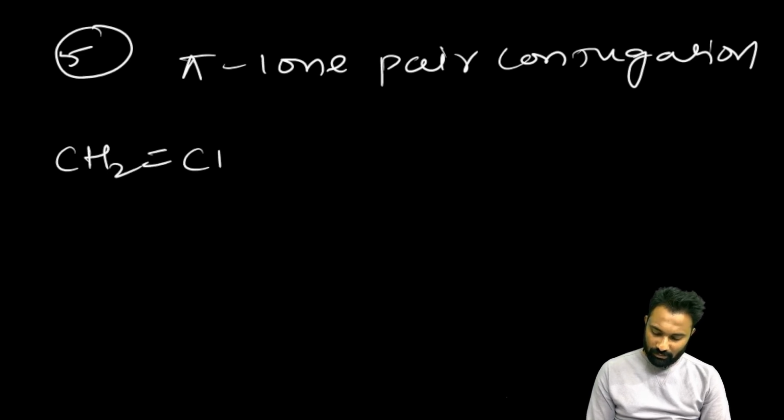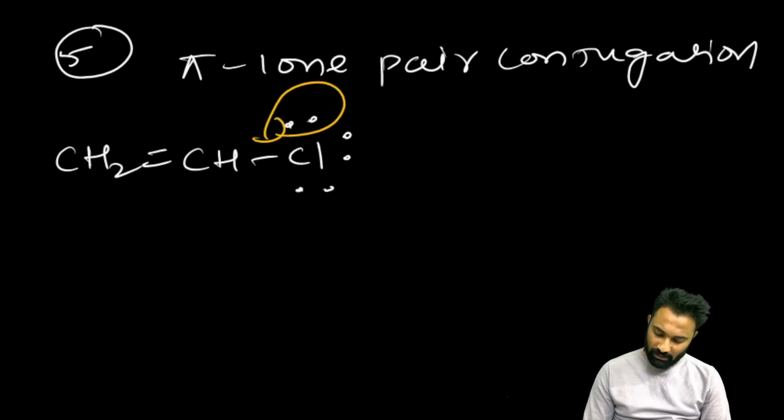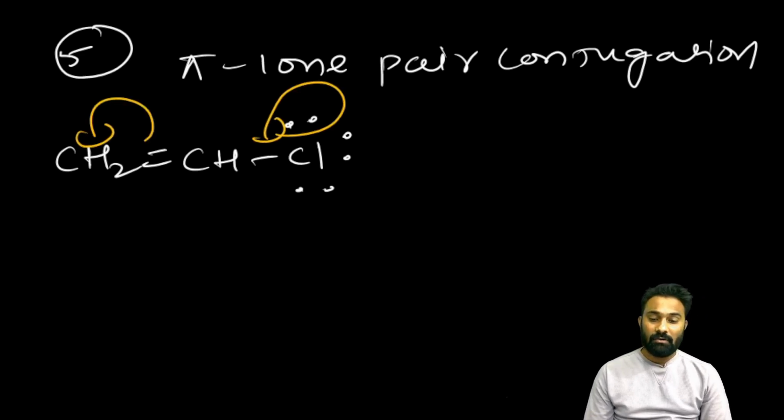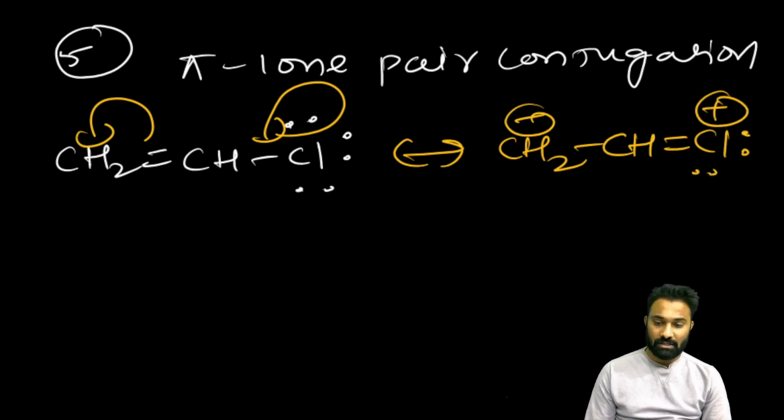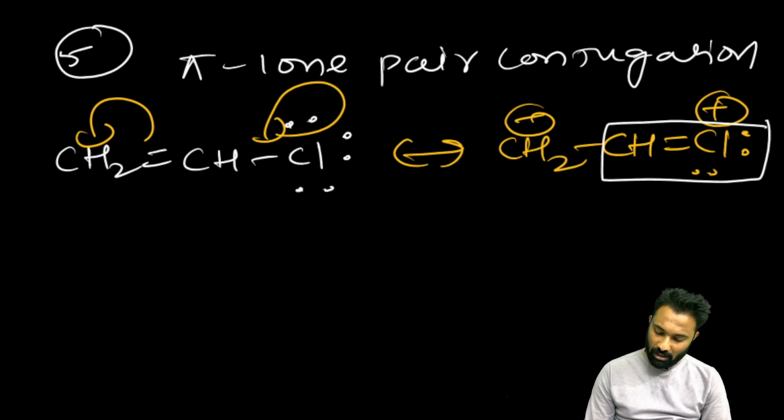CH2 double bond CH, and here the CH what? Here we can see chlorine. It has a lone pair of electrons. Now this chlorine lone pair of electrons will be delocalized, and this pi bond will be shifted toward this carbon. Now how will it show? Here the CH2 minus, and here the CH double bond Cl, and it has the positive charge. But even though it has the positive charge, the octet is completed, and this is stable.